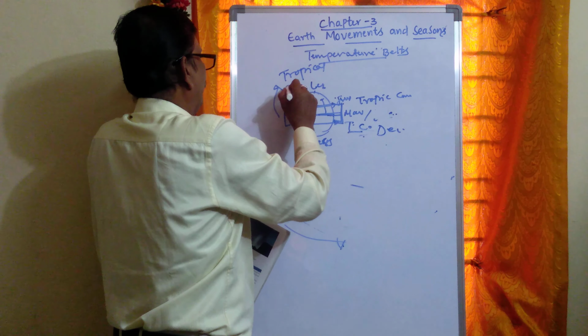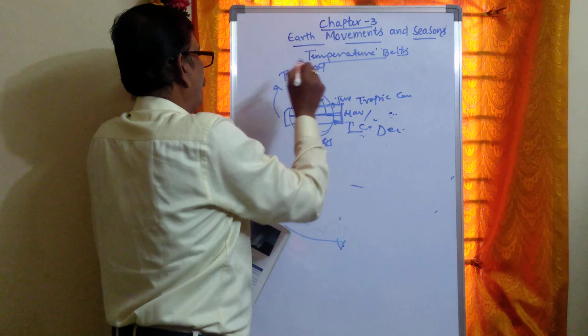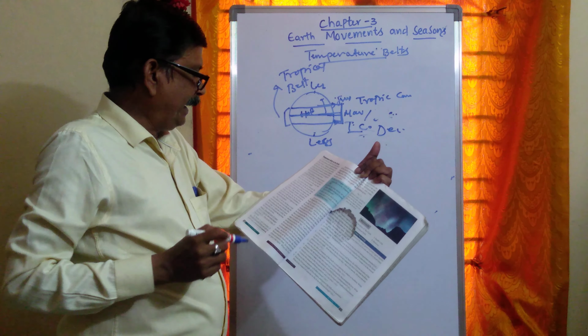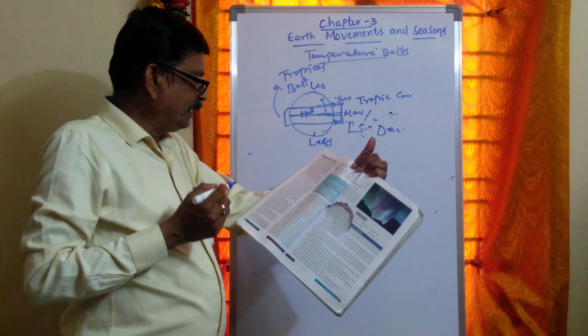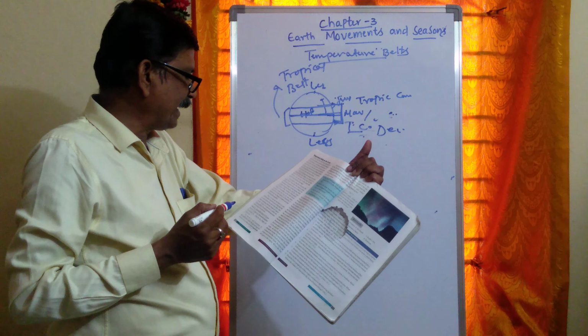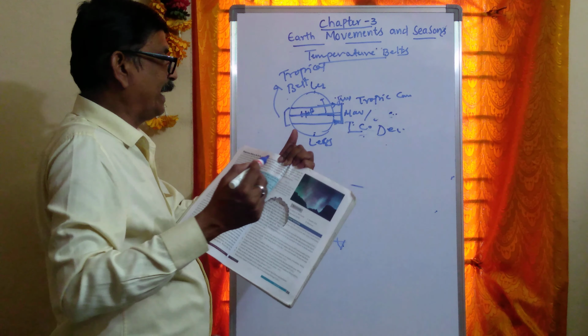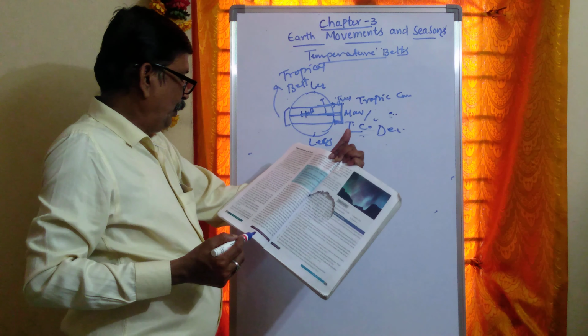Tropical belt. Okay, tropical belt. This belt gets the maximum heat energy from the sun. So tropical belts get more energy from the sun.